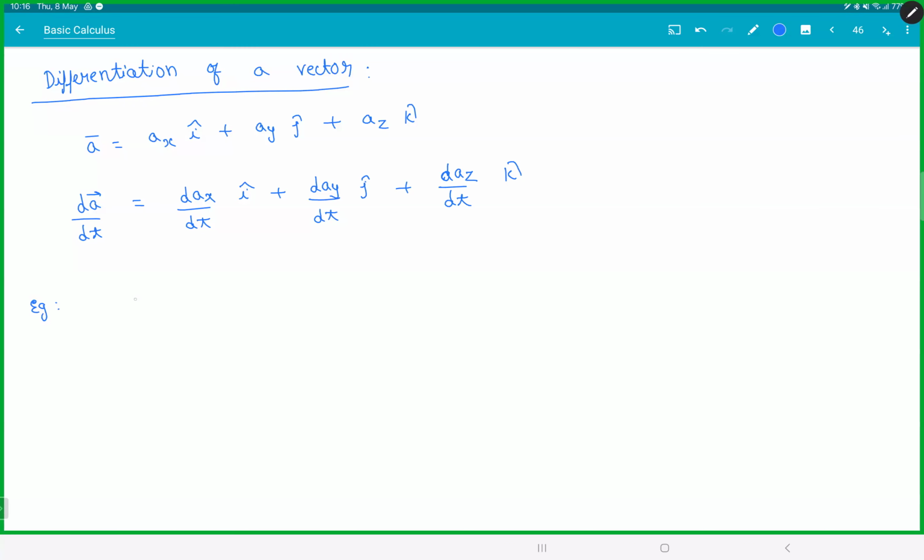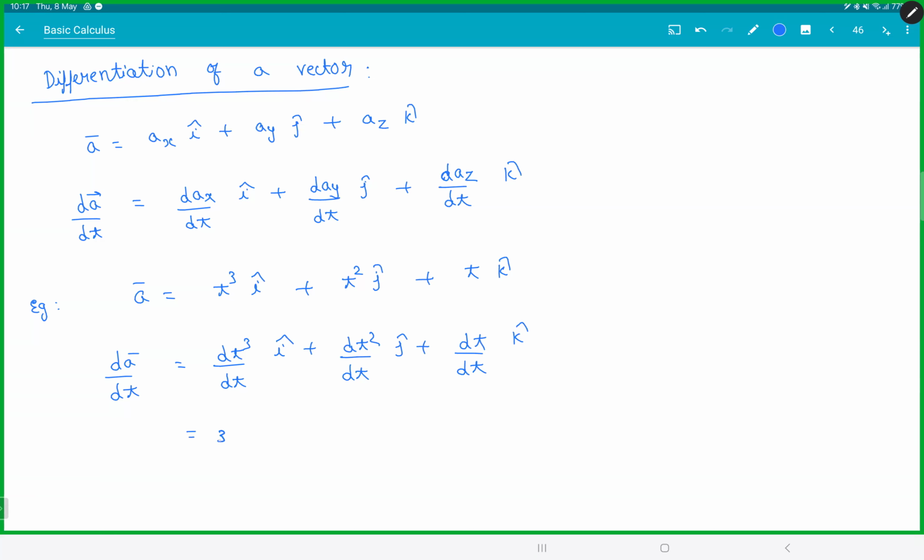So example, let's say someone gives you a bar is t cube i cap plus t square j cap plus t k cap. And if you ask me to differentiate this, dA by dt: d t cube by dt, d t square by dt, dt by dt. t cube differential is 3t square, t square differential is 2t, dt by dt is 1, so k cap. There, that's how we differentiate a vector.